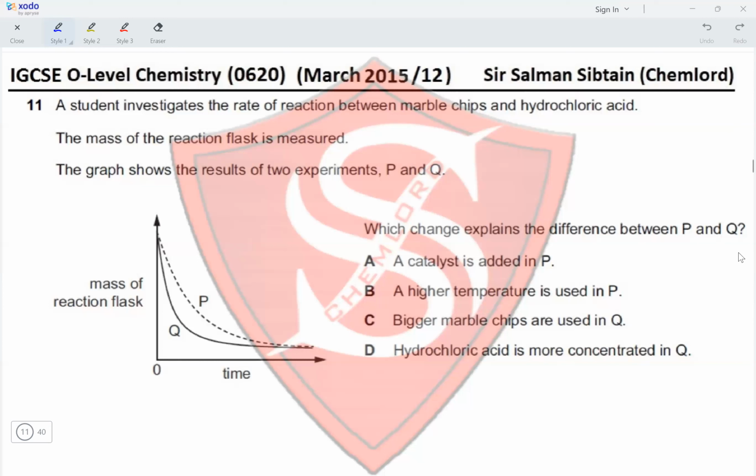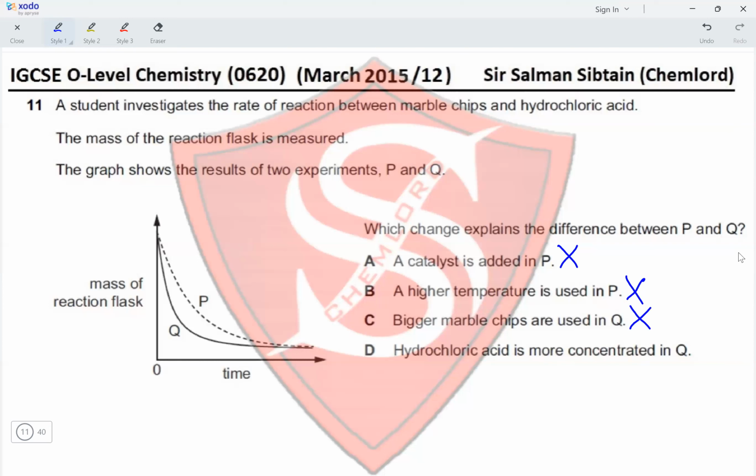No, this is incorrect. A higher temperature is used in P. No, if a higher temperature would have been used, the reaction would have been completed more quickly. Incorrect. Bigger marble chips are used in Q. So the reaction would have been slower, not faster. Incorrect. Hydrochloric acid is more concentrated in Q.